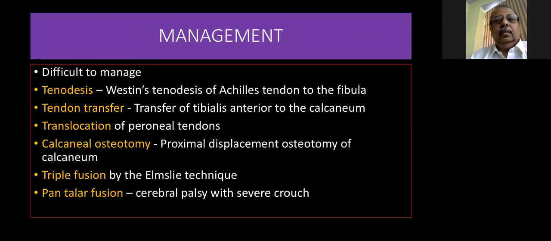So as far as the treatment is concerned, it is difficult to manage. These are the various methods of treatment that have been described, and most of these methods are not usually effective. So we have done peroneal translocation, we have done tendon transfers in small children, then calcaneal osteotomies, triple fusion, because these were done in the days of polio. Nowadays, we are not seeing many cases of calcaneus deformity. At that time, we used to do this, but for the past 20, 30 years, we are not doing any of these procedures.